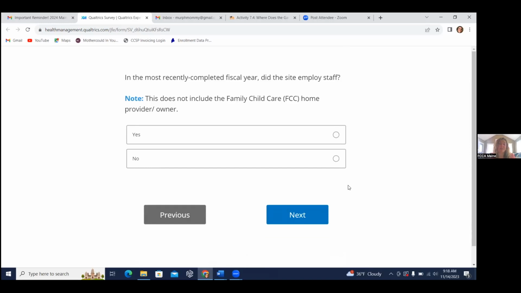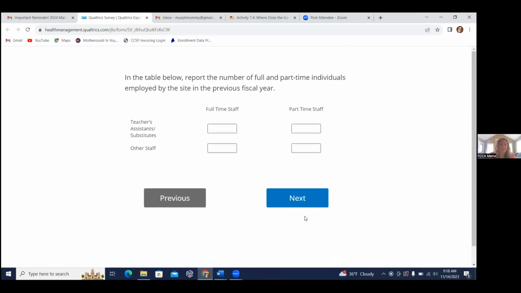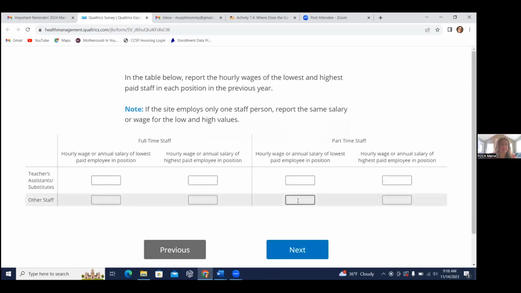In the most recent fiscal year, did this site employ staff? This does not include the family childcare home provider owner. So not including me, this would ask if we have staff, and we know a lot of family childcare does. So we're going to write yes. In the table below, now they're asking you to report your full-time staff and your part-time. So full-time, I'll write 1, and part-time we'll write 1 for family childcare. Next. And that doesn't include you as the family childcare owner. No.